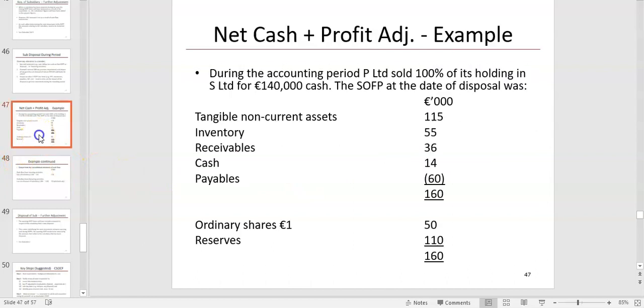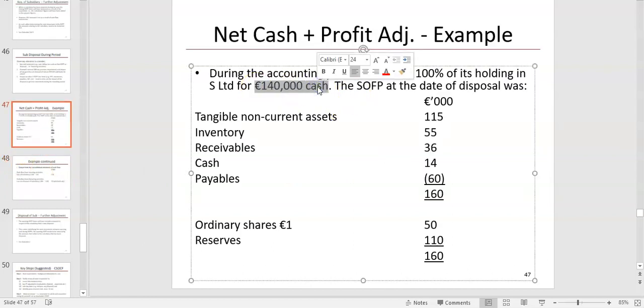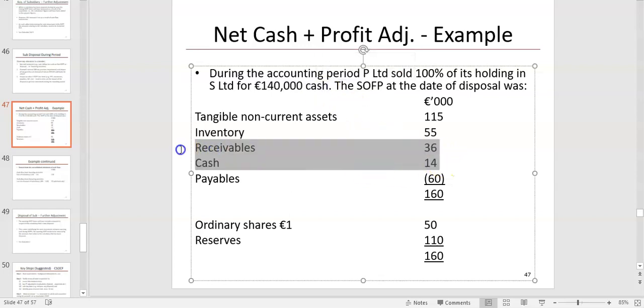The other thing you'll take away from this is, well, I'm after selling it for 140. That's a cash inflow. But at the date of disposal, I'm after getting rid of cash on the subsidiary's balance sheet of 14.